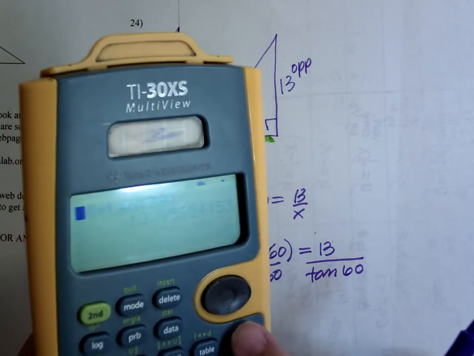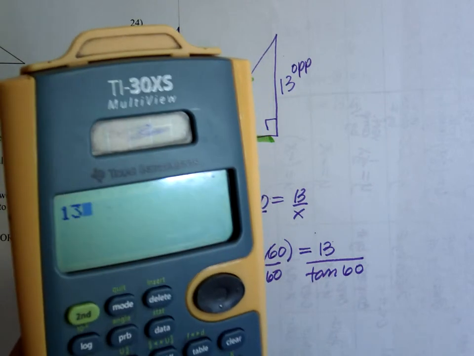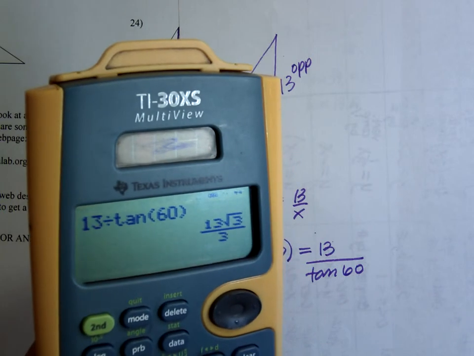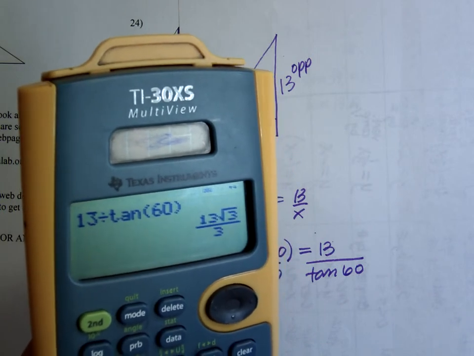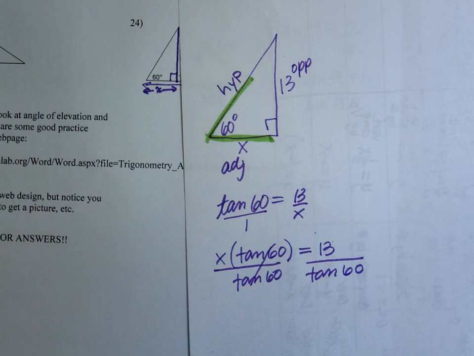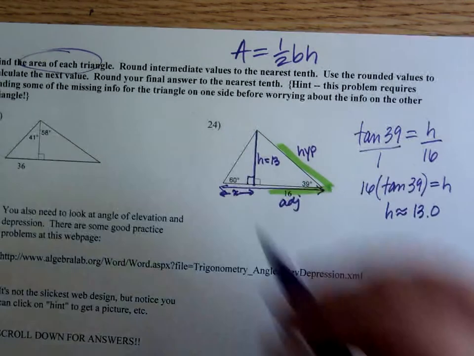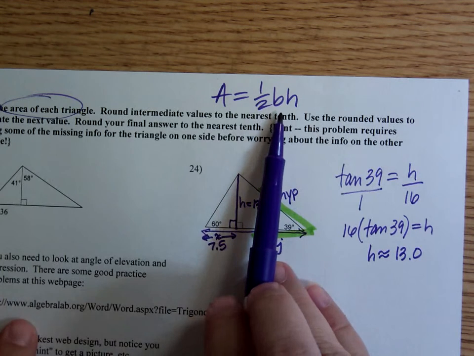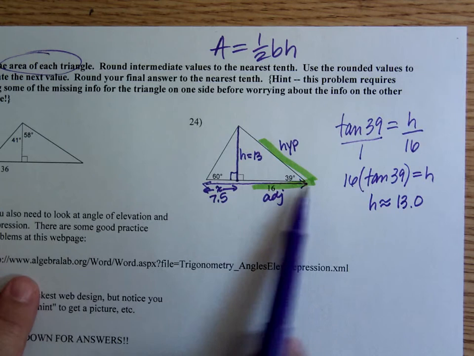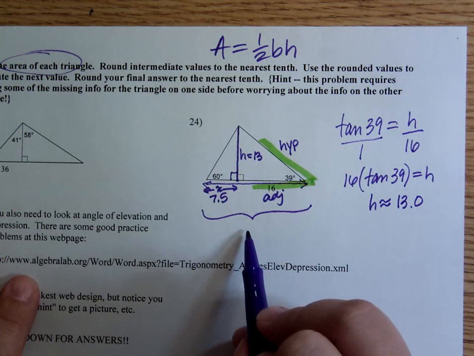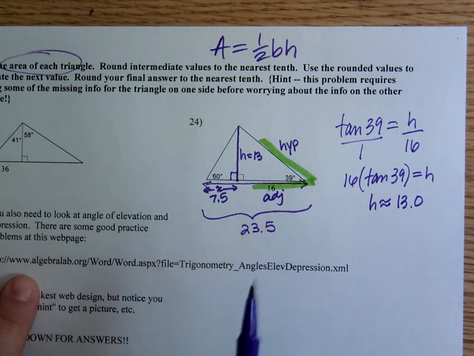Remember that a fraction means divided by. So 13 divided by tan 60. And I get a radical, which is a little bit annoying because I want a decimal, so I'm going to change it to a decimal. And I get 7.5. So x equals 7.5. So now, if I'm going to try and use the area formula, I can figure out the whole base because it's 7.5 plus 16. 7.5 plus 16 is 23.5, and the height is 13.